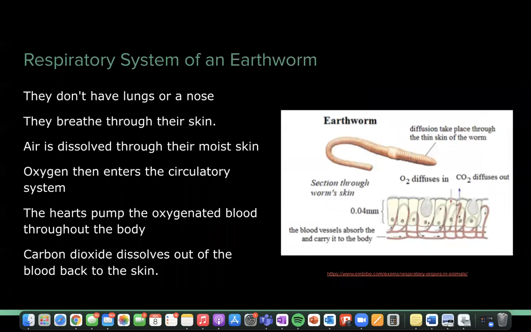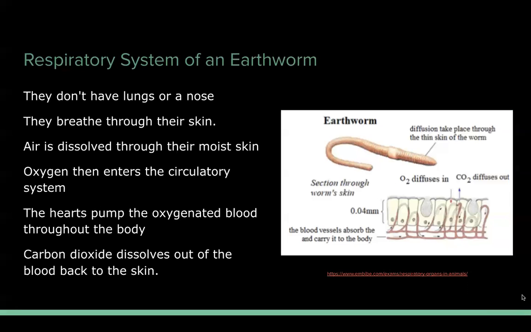The earthworm has a very simple respiratory system because they do not have lungs or a nose, which means they don't have a nasal cavity. They do have a pharynx, but they do not breathe through it. They only eat through it. The main way that they breathe is through diffusion, which means they breathe through their skin. This happens by air dissolving through their moist skin.